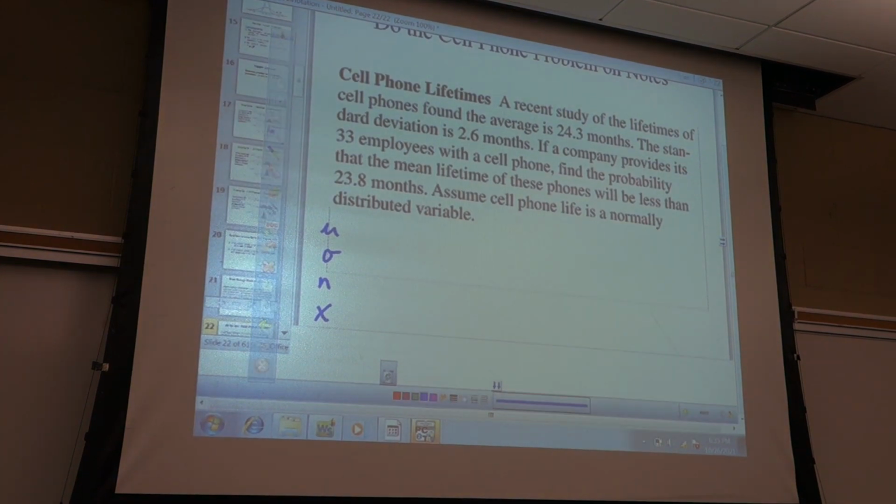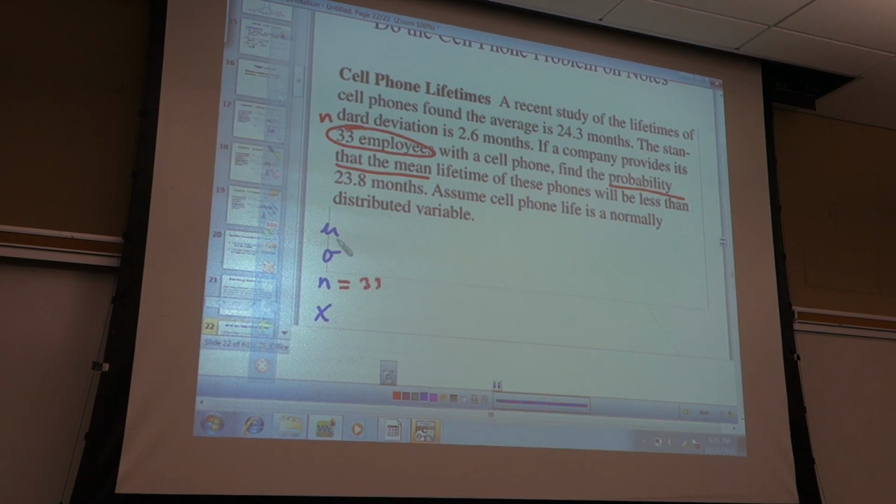All right, so two folks have this. First of all, how do I know this is a central limit theorem problem? Yeah, it asks for the probability that the mean, right? And also there are 33 employees, so that's an n. Those are the two ways that I know that.